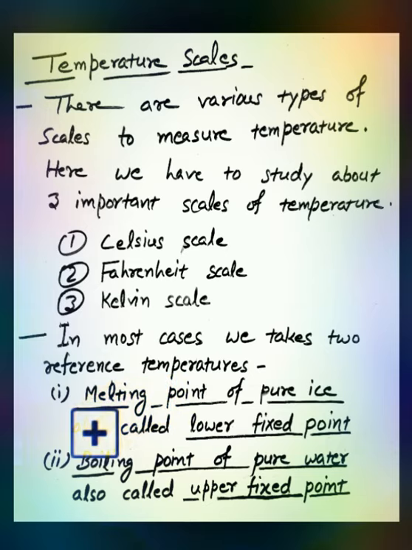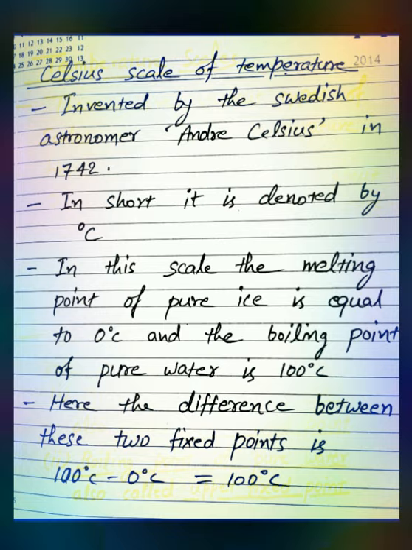As I have stated, the first is called the lower fixed point, which is equal to the melting point of pure ice, or you can say the freezing point of pure water. This is called lower fixed point. And the boiling point of pure water, that is the temperature at which water boils, is called upper fixed point. So let us, students, define the temperature scales one by one.